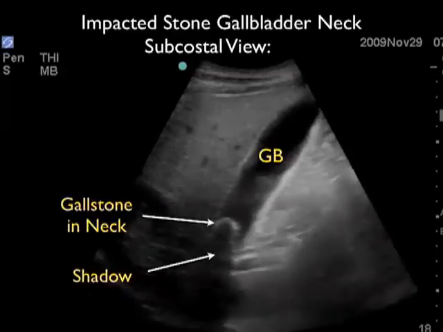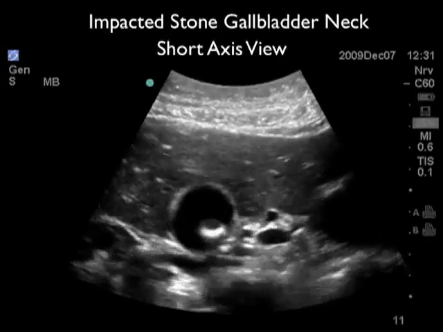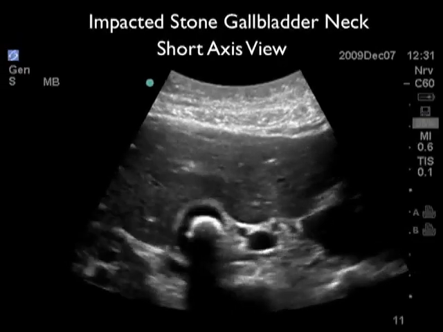As we press down on this gallbladder, the patient had a lot of pain, confirming a sonographic Murphy's sign. Here we're going to change the orientation of the probe into a short axis configuration.